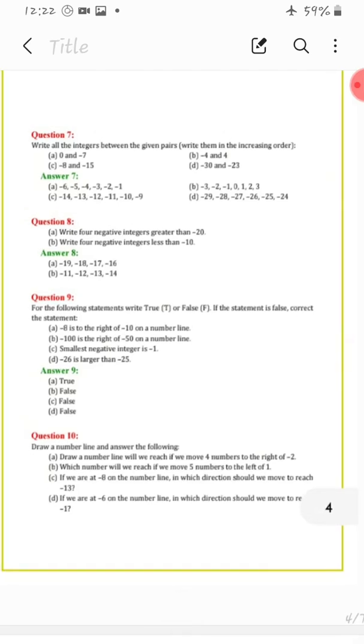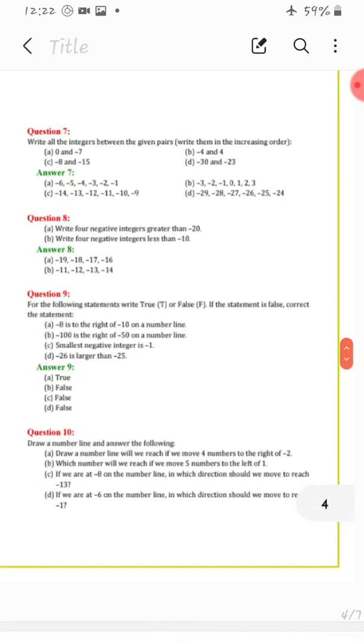Minus 8 is to the right of minus 10 on the number line. Both are negative, but after 0 we can see minus 8 comes first, then minus 10 comes. So that means minus 8 is to the right of minus 10. So it is correct. True.